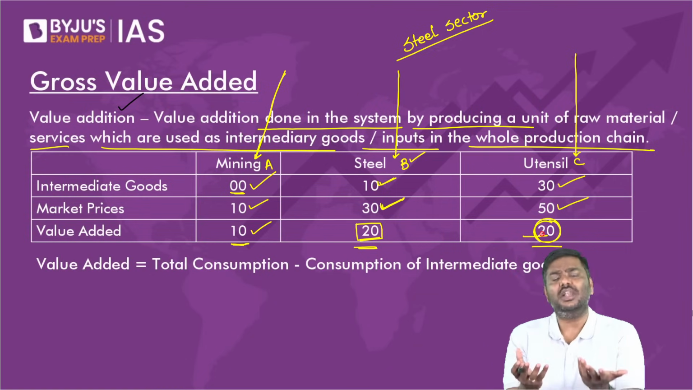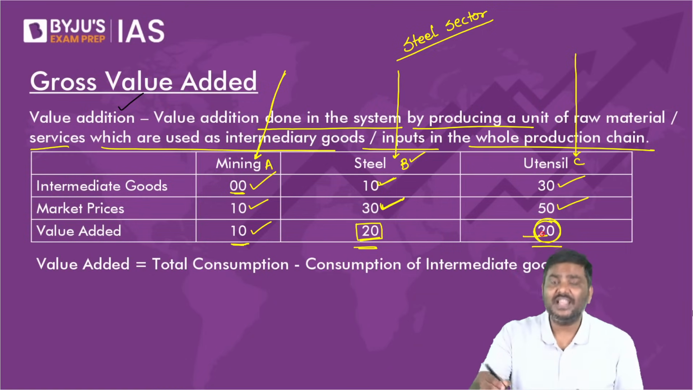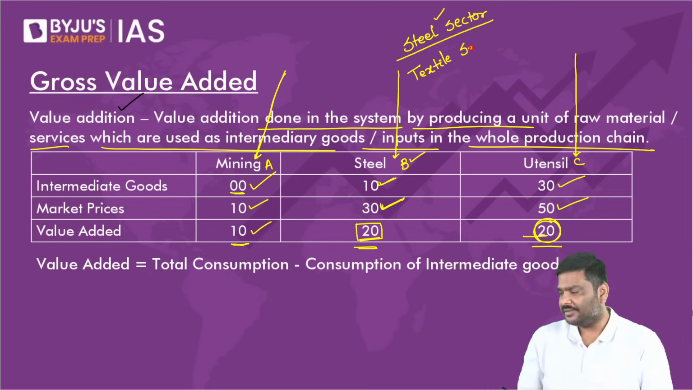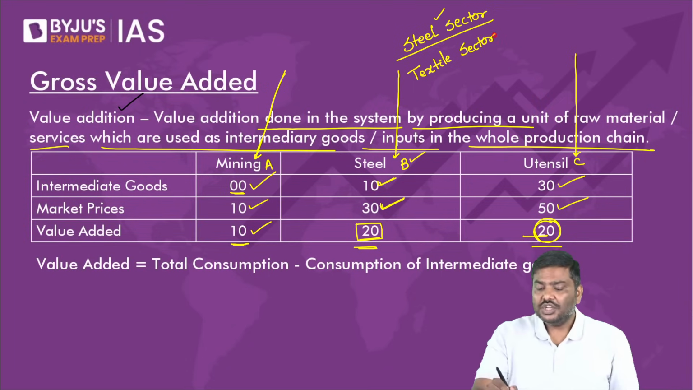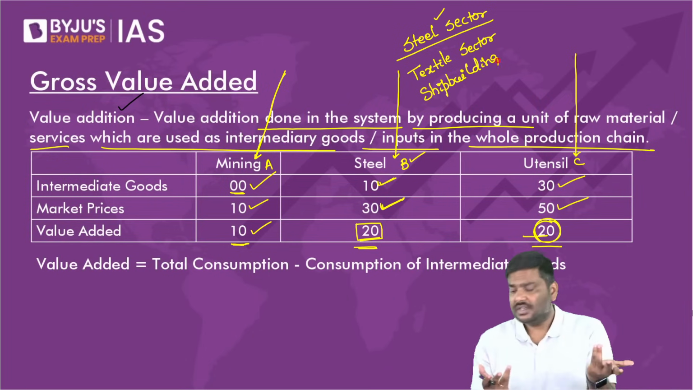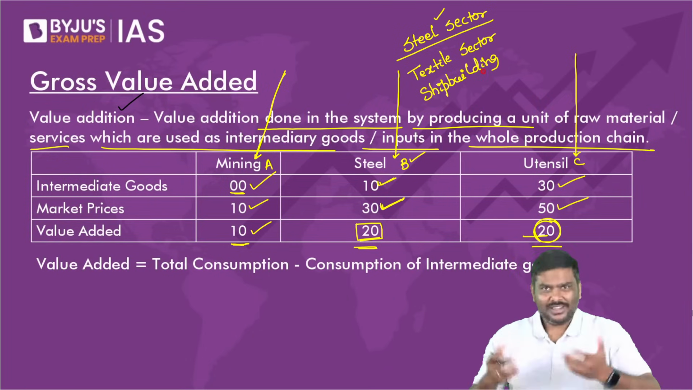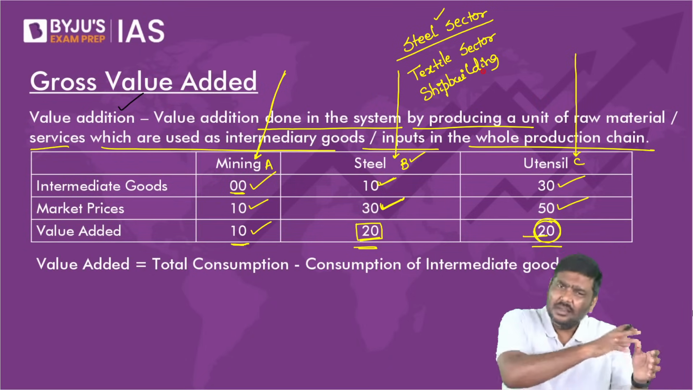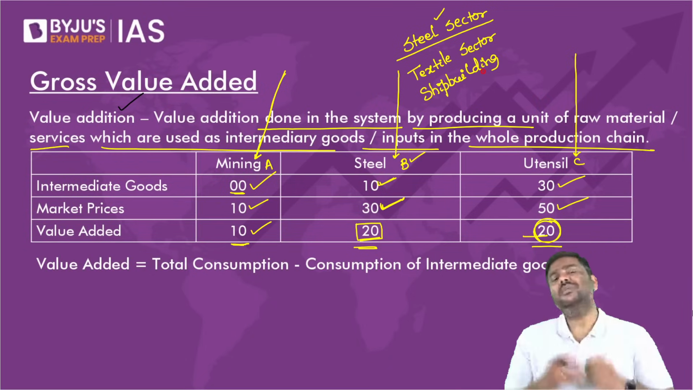Gross means total. Now, if I'm doing this for the steel sector, can I do it for the textile sector? Can we do the same thing for the textile sector? Can we do this for the shipbuilding sector? Let me know. Basic idea now. Can we do this for every sector in the economy? Of course, yes. So now can I calculate the total value addition done by all of them? How much will be the value addition?